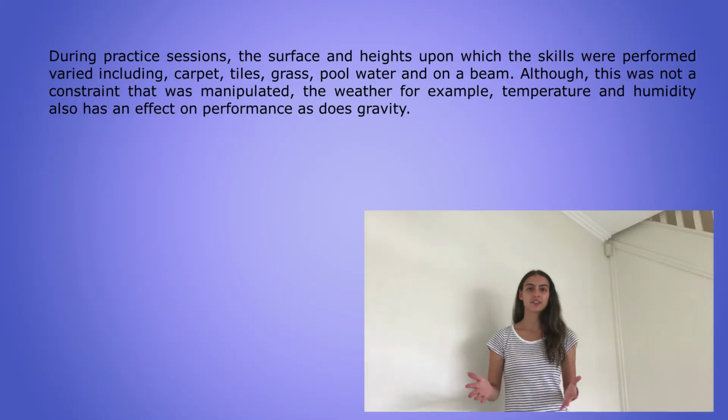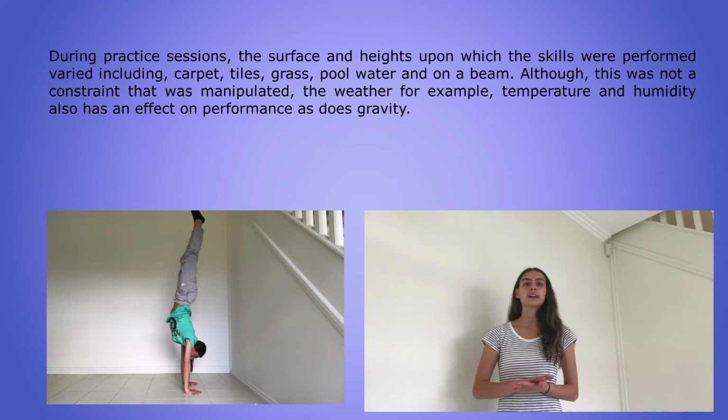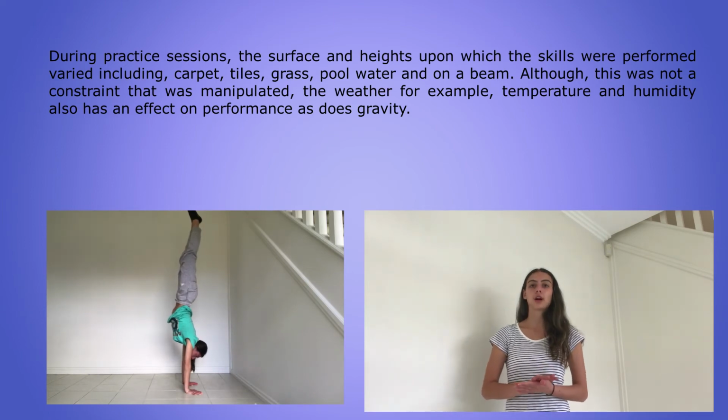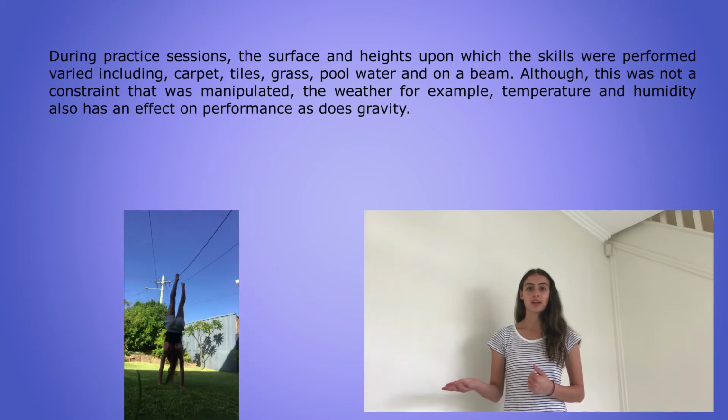During practice sessions, the surfaces and heights upon which the skills were performed varied, including carpet, tiles, grass, pool water, and on a beam. Although this was not a constraint that was manipulated, the weather, for example temperature and humidity, also has an effect on performance, as does gravity.